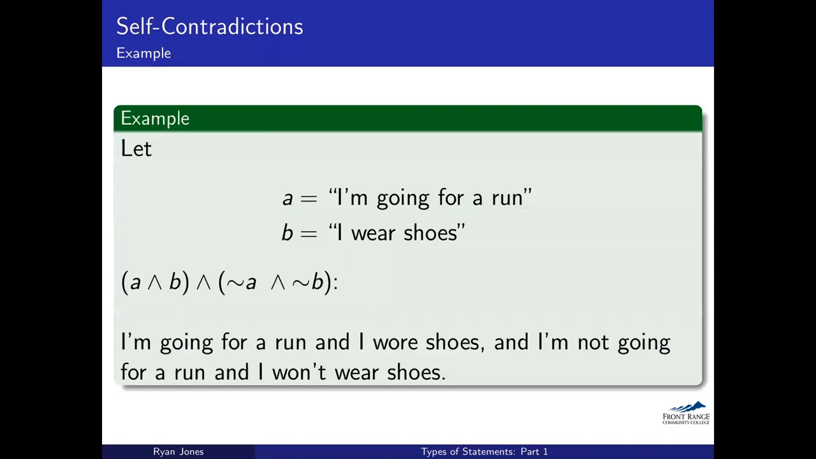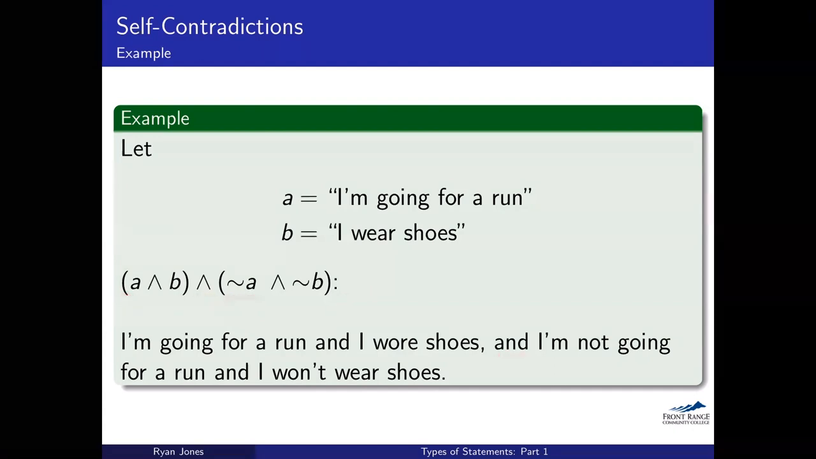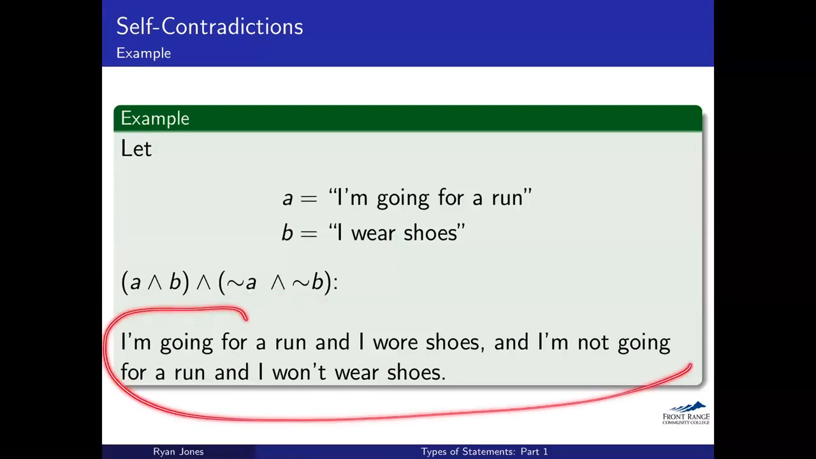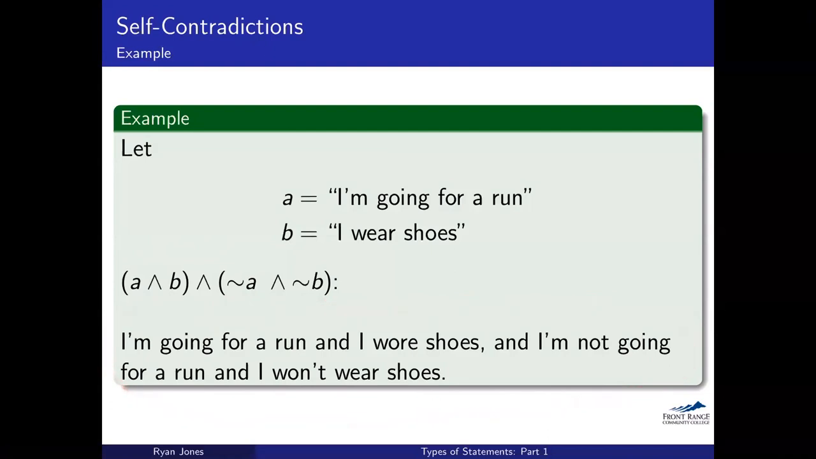Same two simple statements. A, I'm going for a run. B, I wear shoes. So if I have this compound statement written out in symbol form here, verbally you could say, I'm going for a run and I wear shoes, and I'm not going for a run and I won't wear shoes. And that just doesn't make sense. Again, verbally you can look at this and tell that it doesn't make sense, but a lot of times you can't do that. So let's go ahead and do a truth table for this.